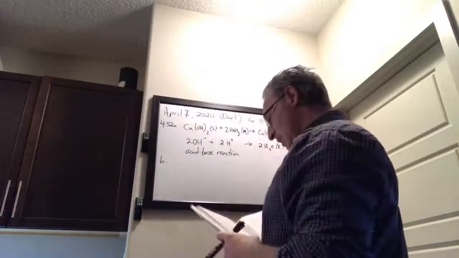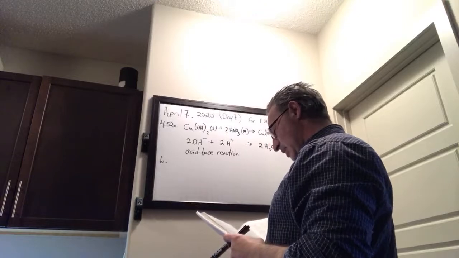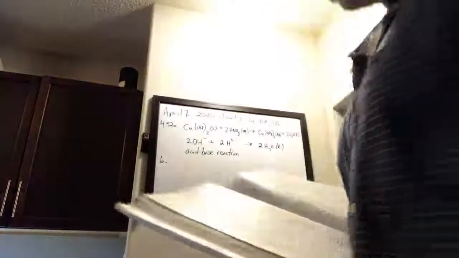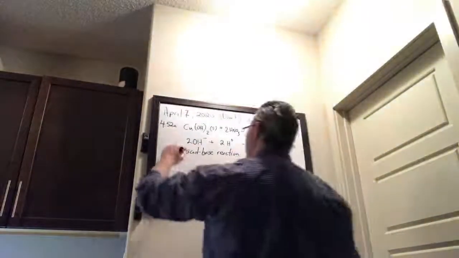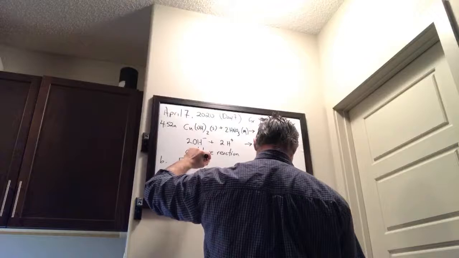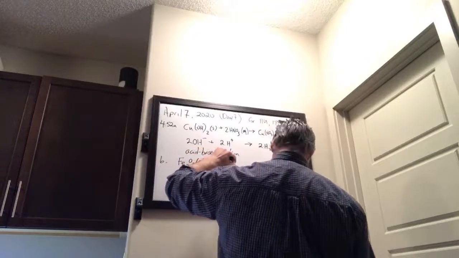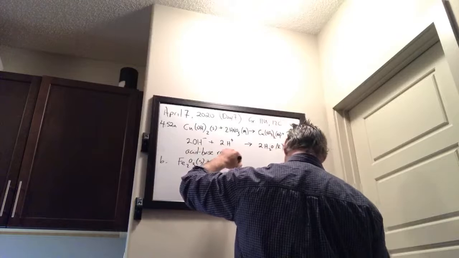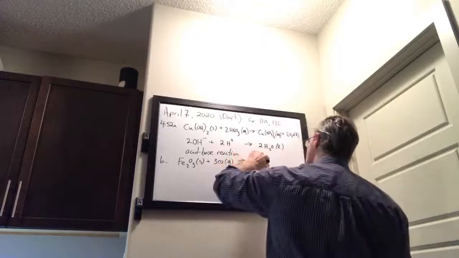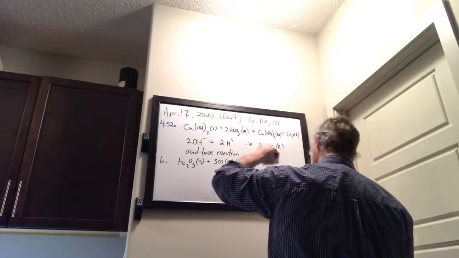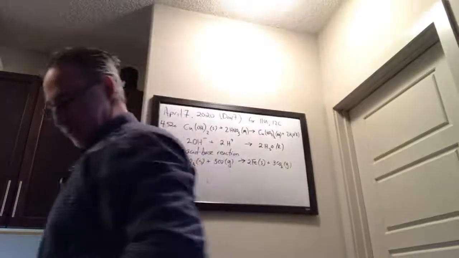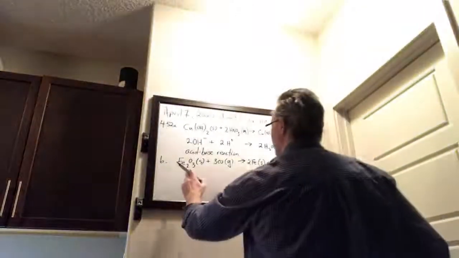B shows iron oxide combining with carbon monoxide to give you elemental iron and carbon dioxide. That is actually a redox reaction. Okay, so what's going on here is the iron is turning into elemental iron.